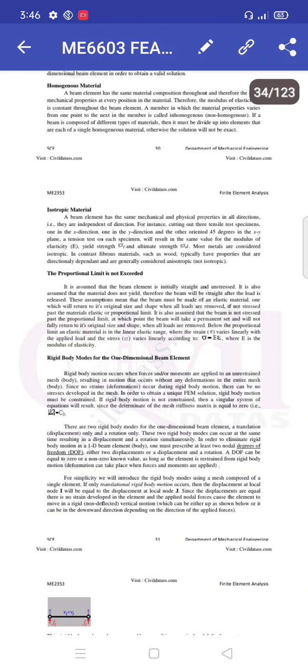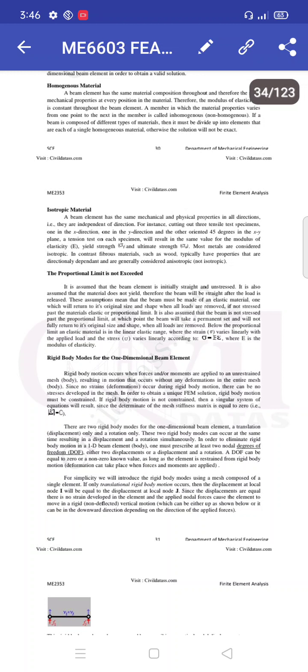The proportional limit is not exceeded. It is assumed that the beam element is initially straight and unstressed. It is also assumed that the material does not yield, therefore the beam will be straight after the load is released. These assumptions mean that the beam must be made of an elastic material, one which will return to its original size and shape when all the loads are removed.